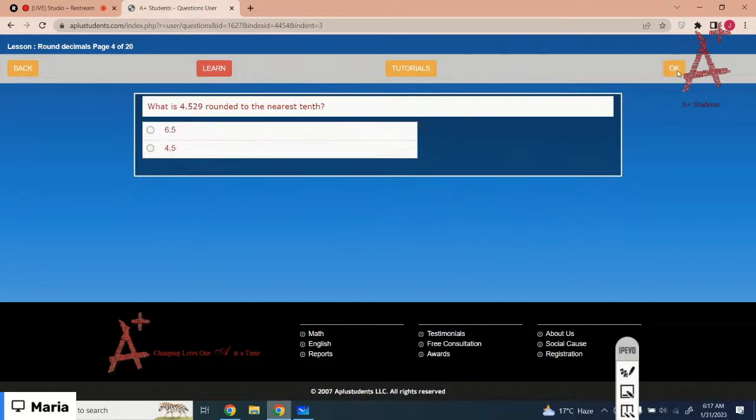We are working on rounding decimals. Okay, what is 4.529 rounded to the nearest 10th? You have to round off the number to the nearest 10th. In 4.529, the 5 is at the 10th position. Just look at the digit after this one. 2 is less than 5. That means you have to round on the same number. So it is rounded off to 4.5. The correct option is 4.5. Just select the correct option, then click on the OK button.